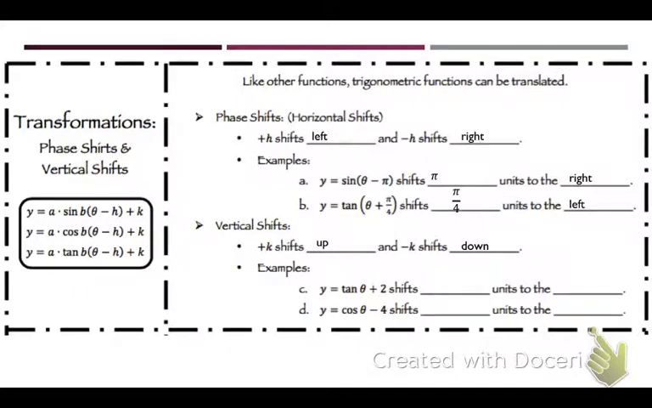Okay, so if we have y equals tangent of theta plus 2, that's going to shift 2 units up. That should just say 2 units up, not "to the up." Anyways. And then y equals cosine of theta minus 4, that shifts 4 units down. Okay?